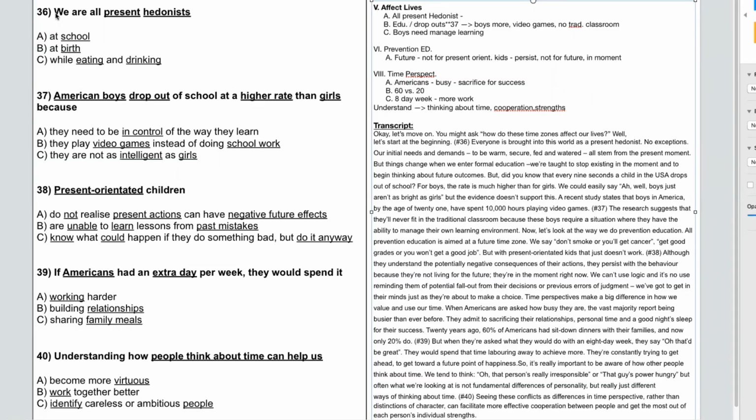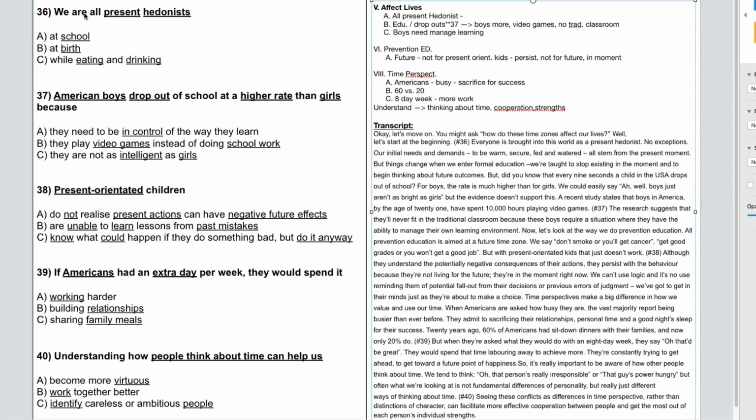Now, we see here, we are all present hedonists, or hedonists, as the speaker says. Also, this is a good time to note that you'll definitely hear different types of accents. So whereas one person will pronounce a word a certain way, another accent or another person may use a different pronunciation. So just keep that in mind as well.